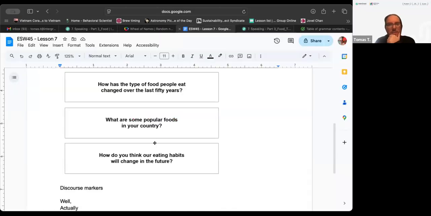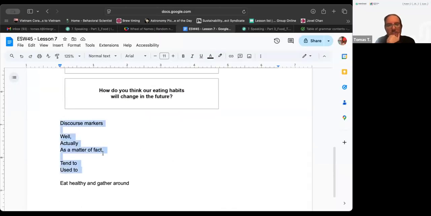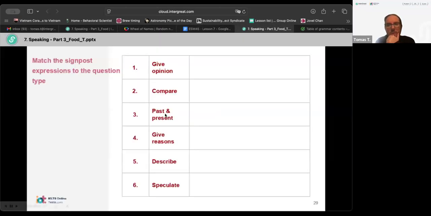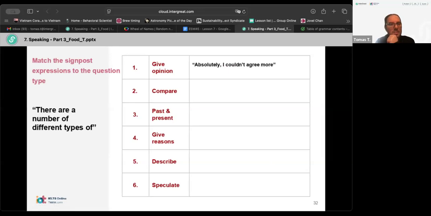So yeah, discourse markers over here. Here's some of them. Let's look at more. So give opinion. Absolutely, I couldn't agree more. This is discourse markers. How about the next one?